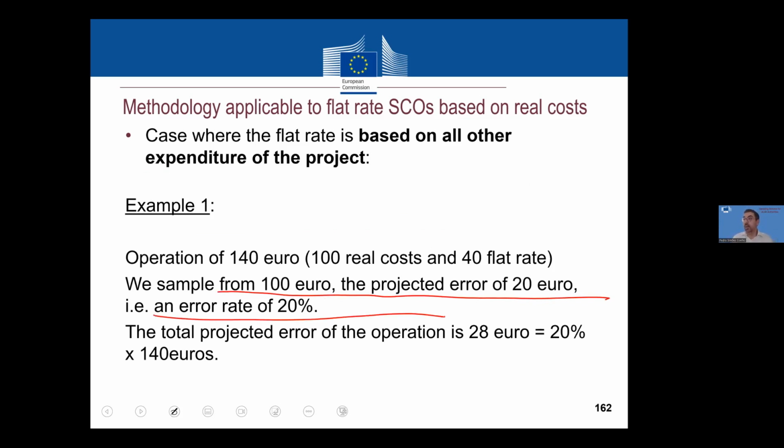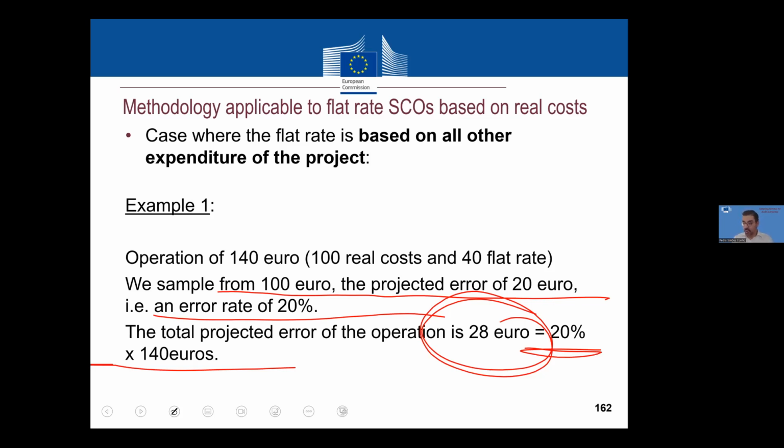This error rate has been calculated solely on the base of the real cost items. And now what you have to do is to multiply this error rate by the whole expenditure of the population, including the flat rate. And this gives you that the total error amount of this operation is 28 euros and not 20 euros, as it has been projected from the real cost. Okay, this is it for the situation where the flat rate is based on all the other expenditure of the project.